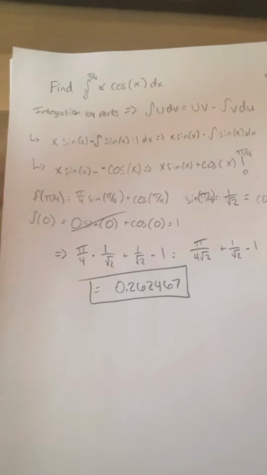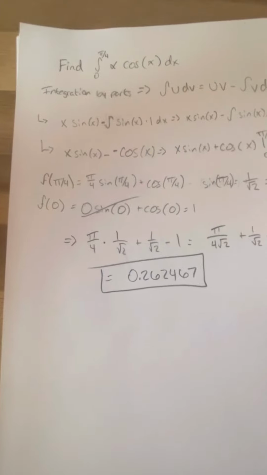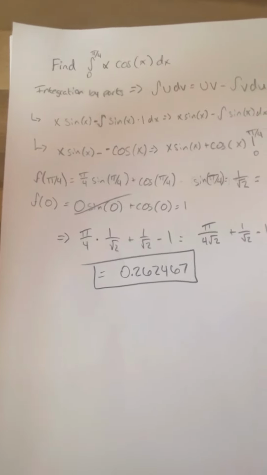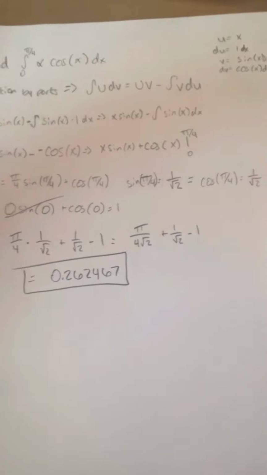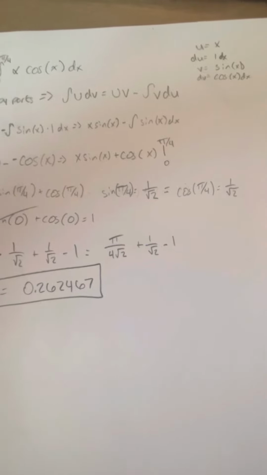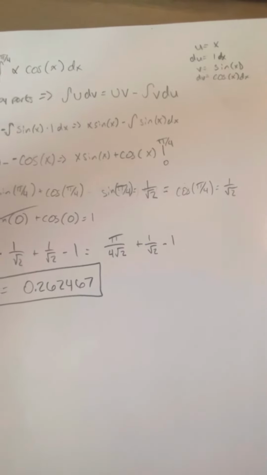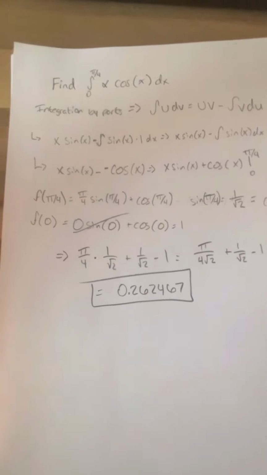And the function of pi fourths is equal to pi fourths sine of pi fourths plus cosine of pi fourths. And I want to note that sine of pi fourths is 1 over square root 2, and that is equal to cosine of pi fourths, which is also 1 over square root 2.